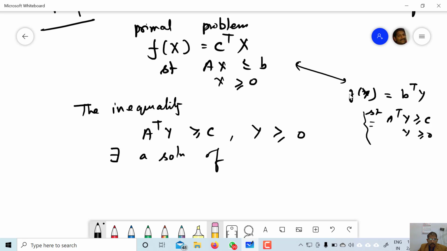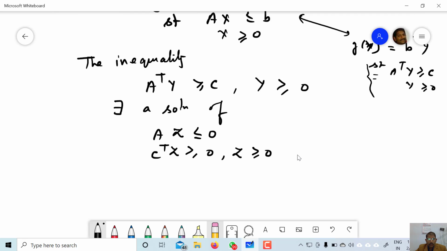There exists a solution of Az is less than or equal to 0, c transpose z is greater than or equal to 0 and z is a positive number. So if this is an inequality of the dual, then we can say that dual of dual. Okay, dual of dual, we consider this is the actual problem in this case.